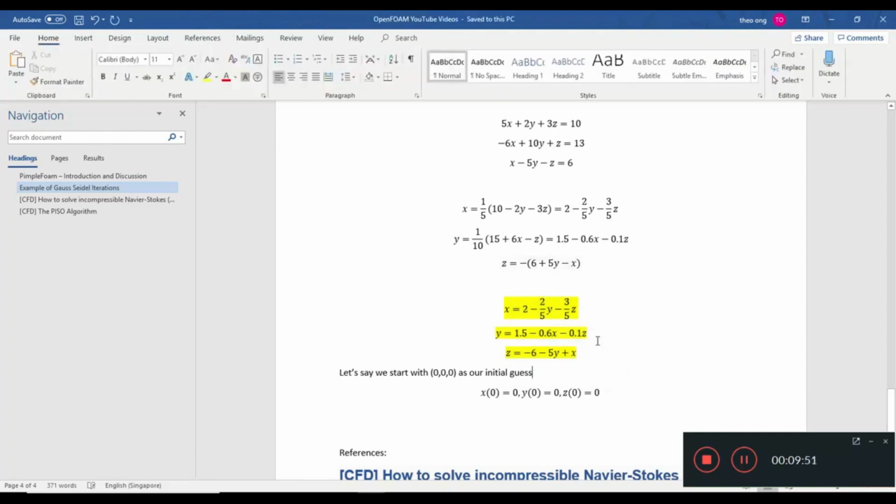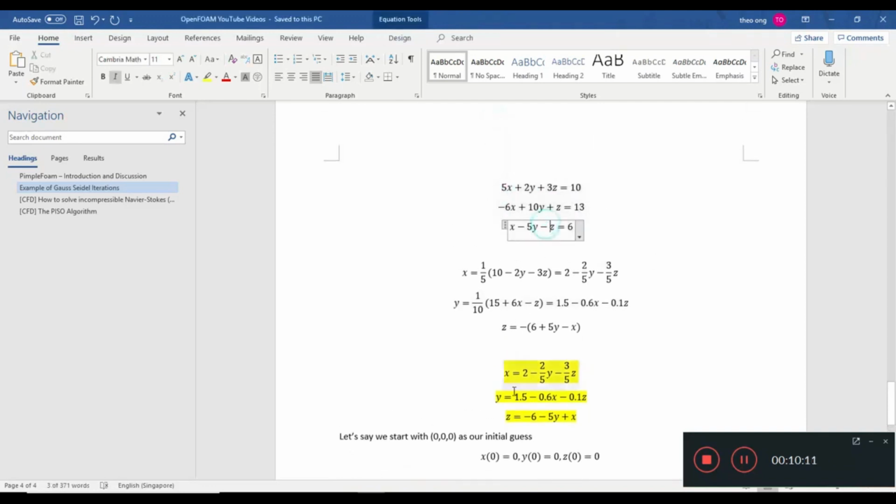I'm not going to actually iterate out this system, but I want you to see a few patterns here. Normally we like to have something called diagonal dominance for our system of equations. It means that if we are using this equation for x, the coefficient of x should be the biggest. If we are using this equation for y, the coefficient of y is the biggest. If we are using this equation for z, the coefficient of z is the biggest.